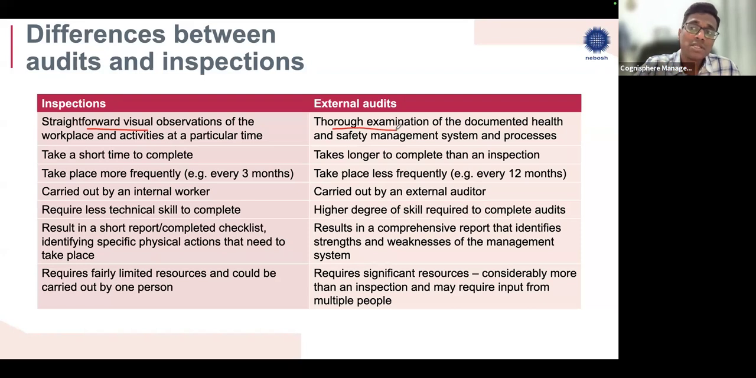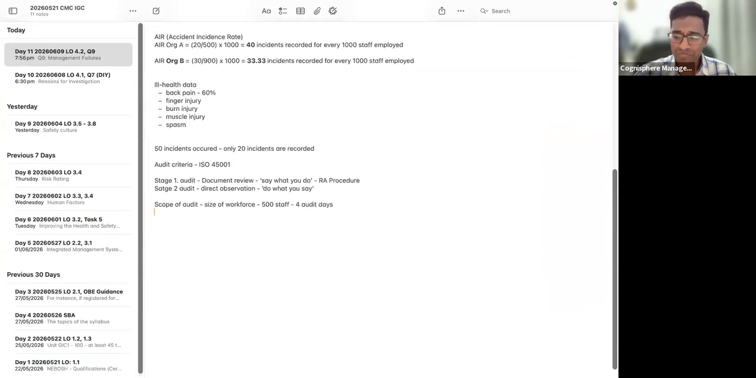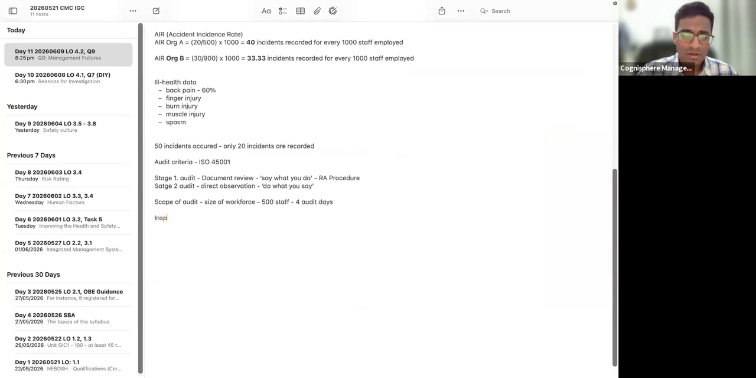So from policies to documents to procedures to records, a thorough examination of the documented health and safety management system. For example, during inspection, I may inspect the fire extinguisher. So I do a physical inspection. I check the fire extinguishers are in the correct location, and I check the overall condition of the extinguisher, any external damages to the extinguisher. I will check the pressure gauge. So those are the things I do during inspection.